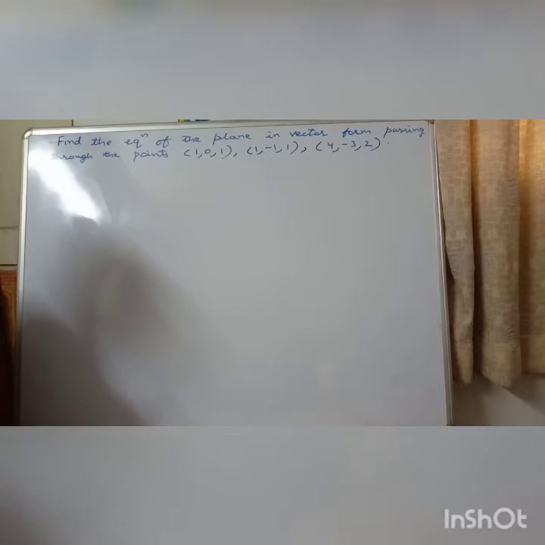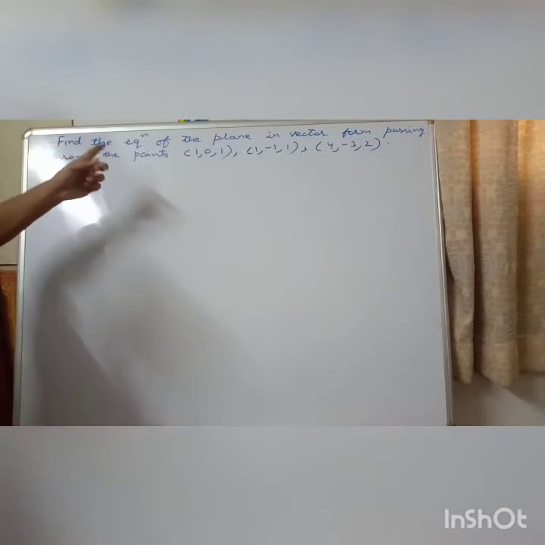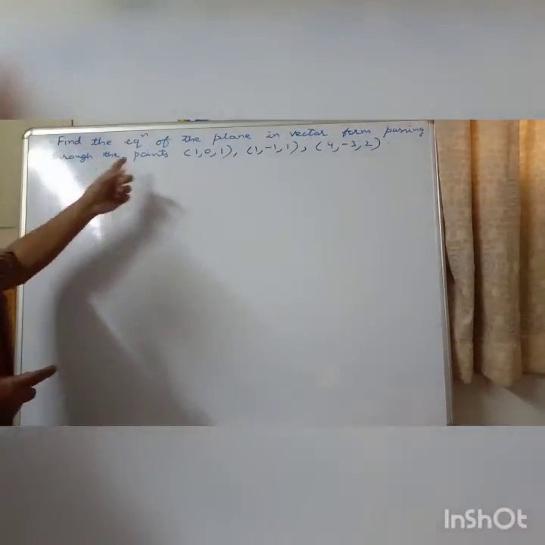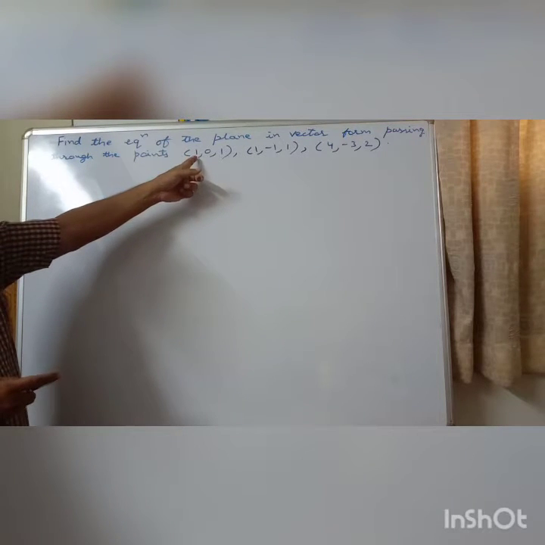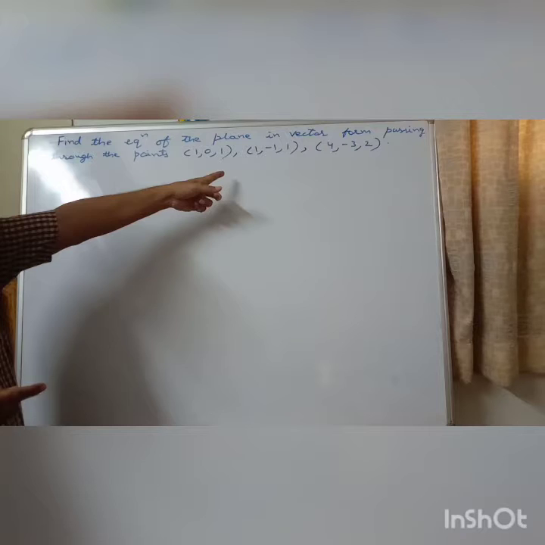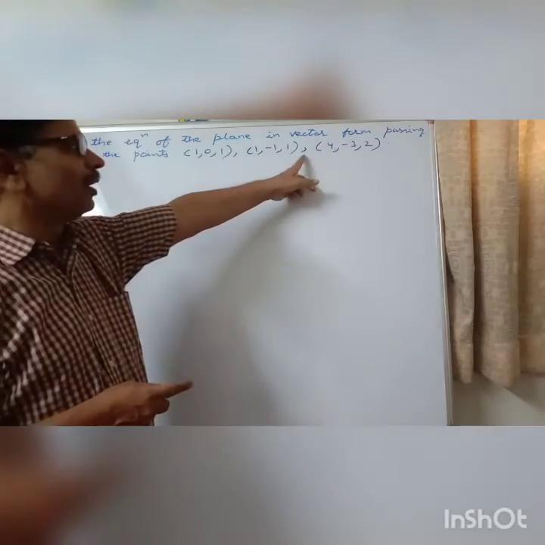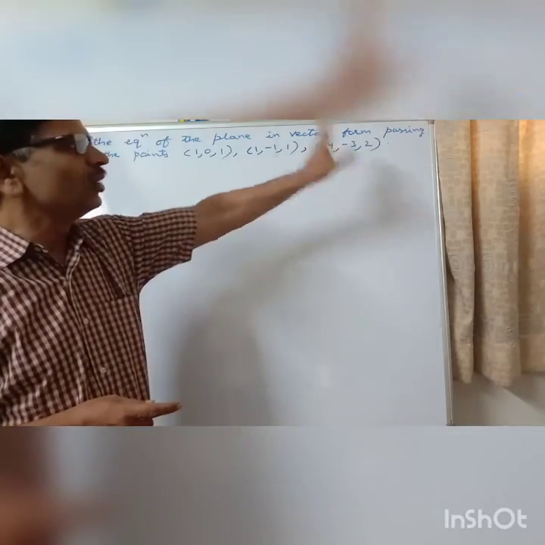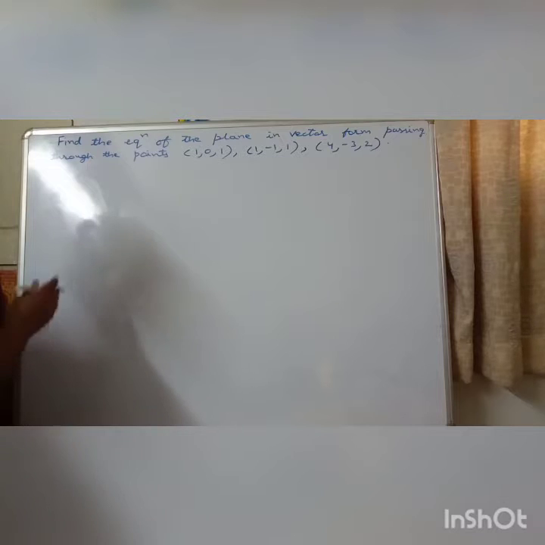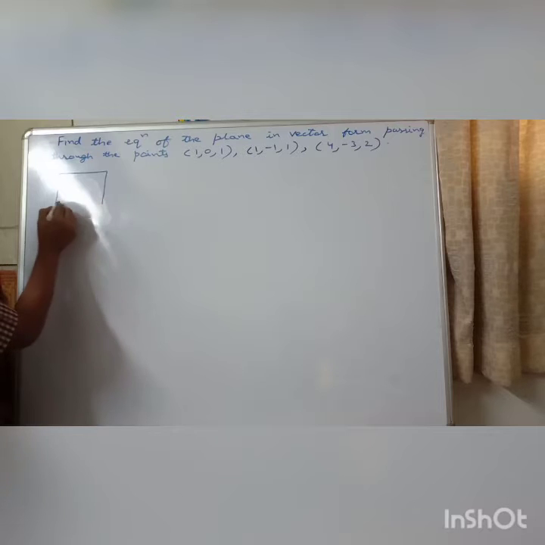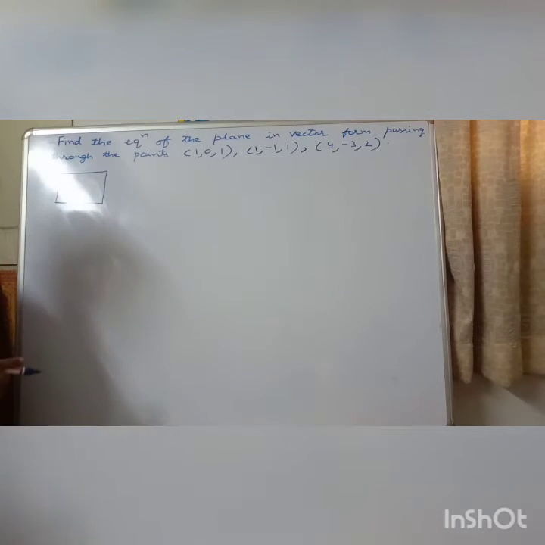Now let us discuss the next example. Find the equation of the plane in vector form passing through the points (1, 0, 1), (1, -1, 1), (4, -3, 2). In a plane, coordinates of 3 points are known to us, and we have to find the equation of the plane passing through these points.